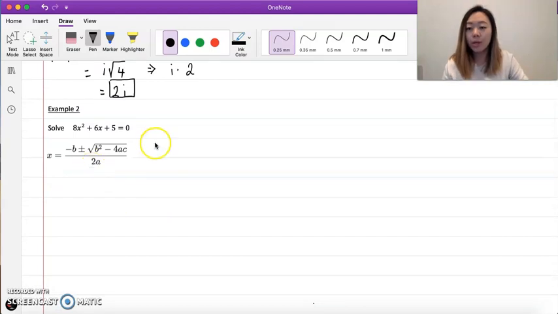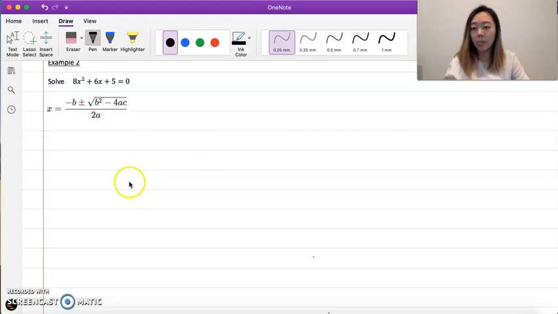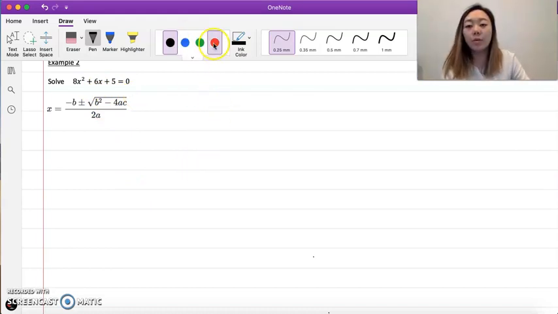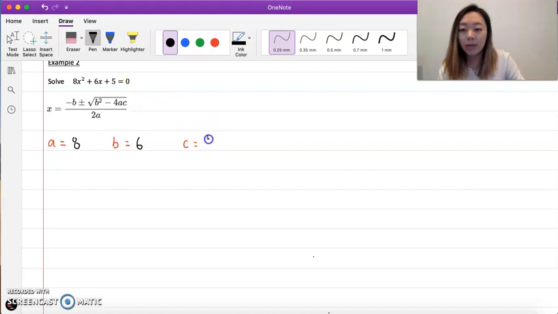So the example here is to solve this quadratic equation: 8x squared plus 6x plus 5 is equal to 0. We're going to use the quadratic formula to solve this equation. Remember, the first step to solving a quadratic equation is to identify what our a, b, and c are. So let's go ahead and do that. So in this case, our a is 8, b is 6, c is 5. So knowing this, let's go ahead and plug it into the formula.